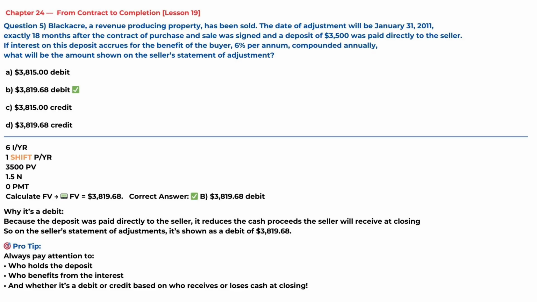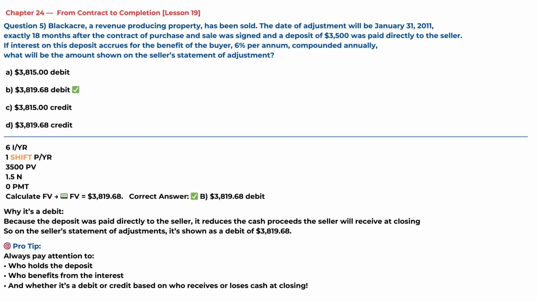6 I/YR. 1 shift P/YR. 3,500 PV. 1.5 N. 0 PMT. Calculate FV. Press FV. Calculator displays $3,819.68. Correct answer B.